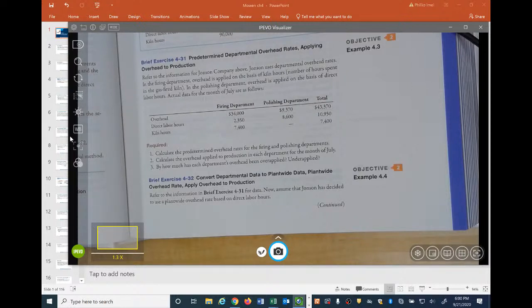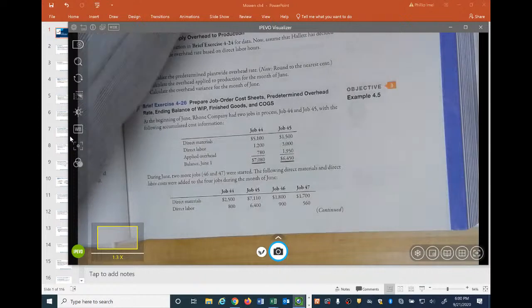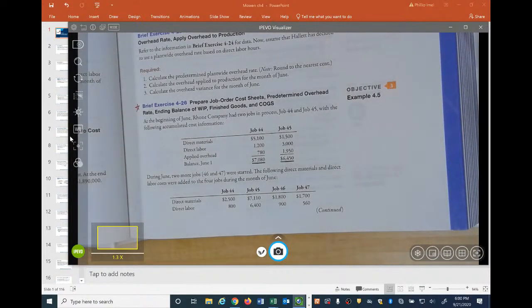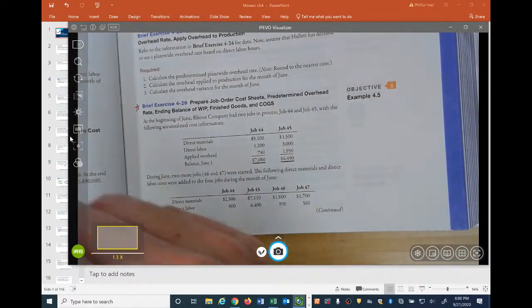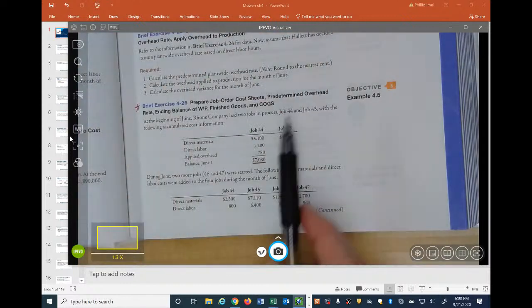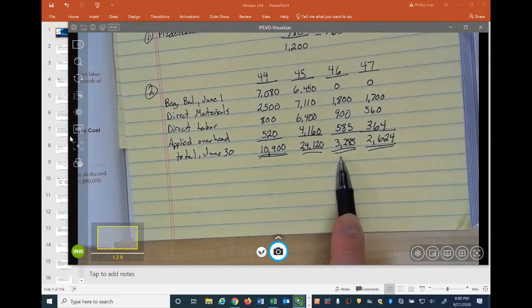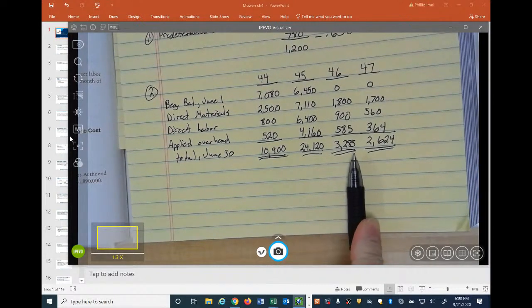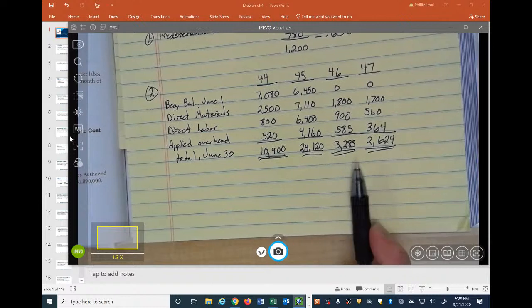On June 1, the balance in finished goods was 0. So what's applicable out of that data for this is at the end of June, jobs 44, 45, and 47 were transferred out of work in process, right? So if they were transferred out of work in process, then the ending balance in work in process is only going to consist of job 46, right? So therefore, the work in process on June 30th is just going to be the total for job 46. Does that make sense? Because that's the only one that was left. So by default, it has to be the only one that's in work in process.